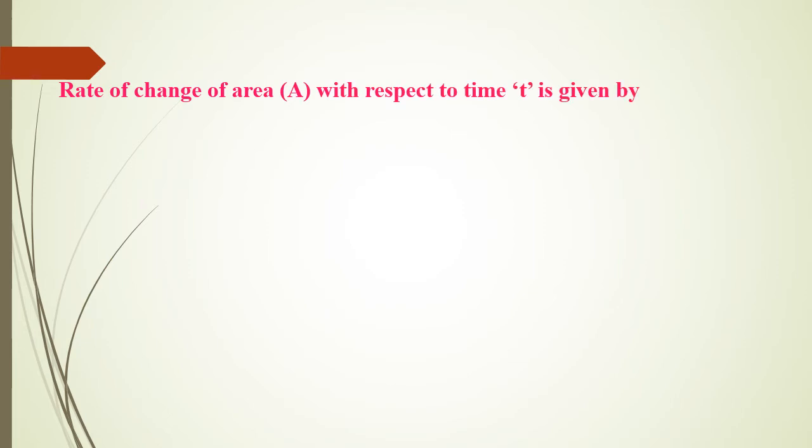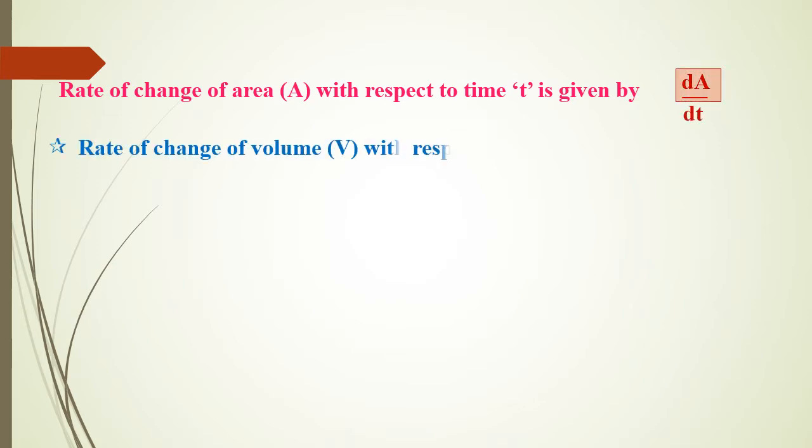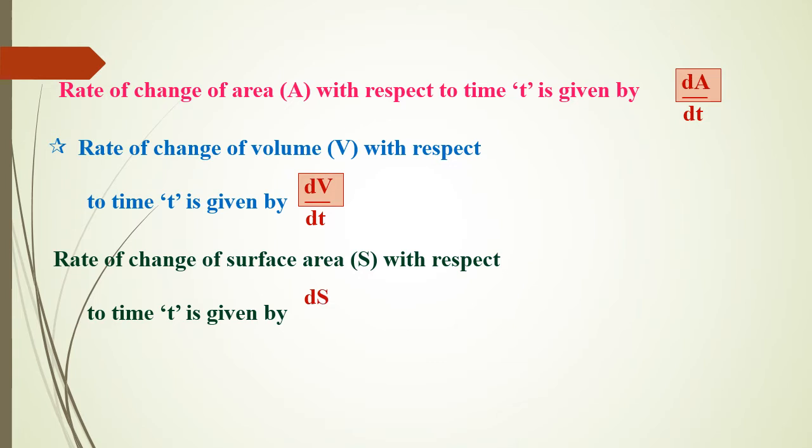Next, the rate of change of area A with respect to time can be written as dA divided by dt. Next, the rate of change of volume with respect to time can be written as dV by dt. Next, surface area with respect to time can be written as dS divided by dt.